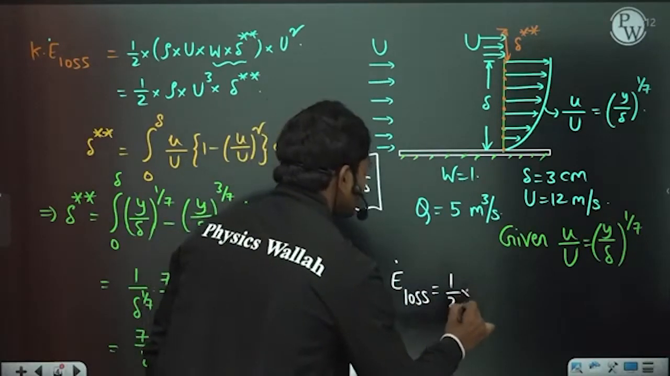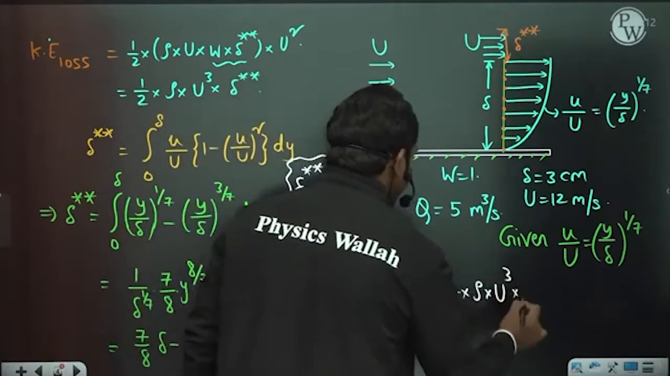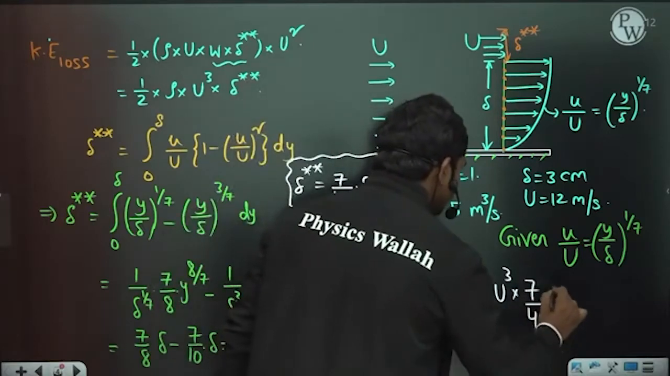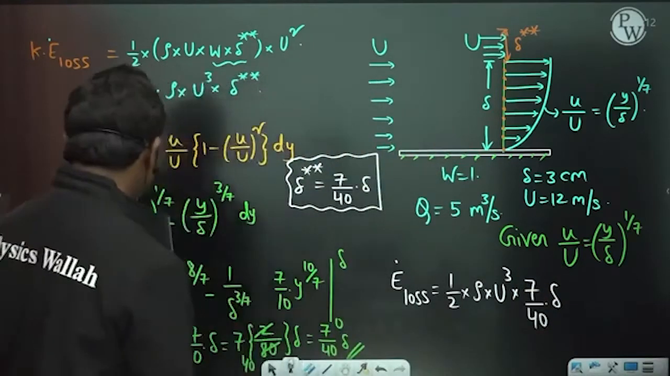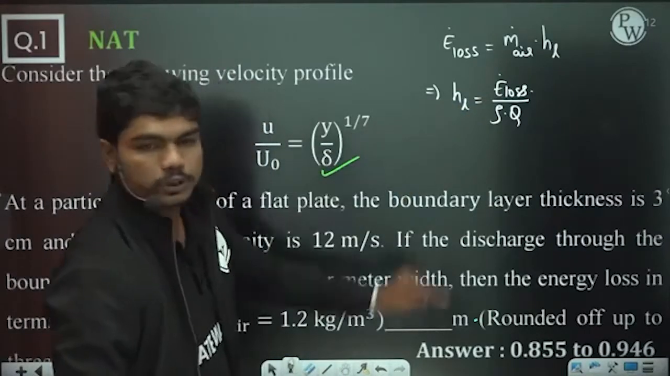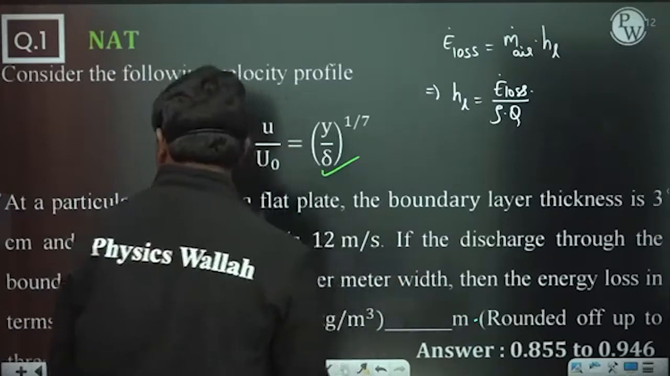Half rho capital U cube into this 7 by 40 times of delta. Okay, so this value is actually equal to this E dot loss. So HL value should be calculated. Okay, so how shall we calculate? So please type in the chat box. We can do this simply.